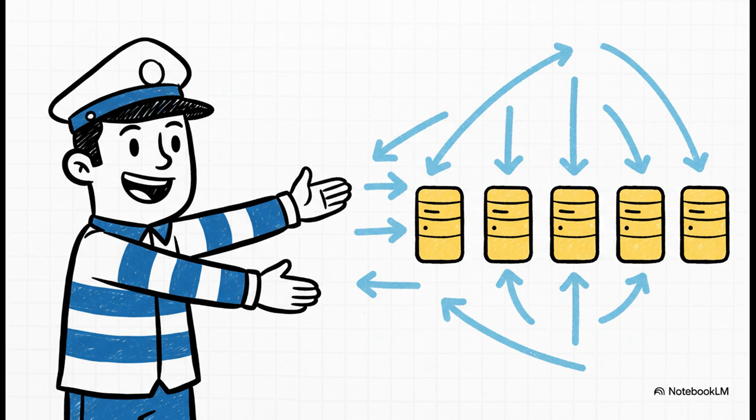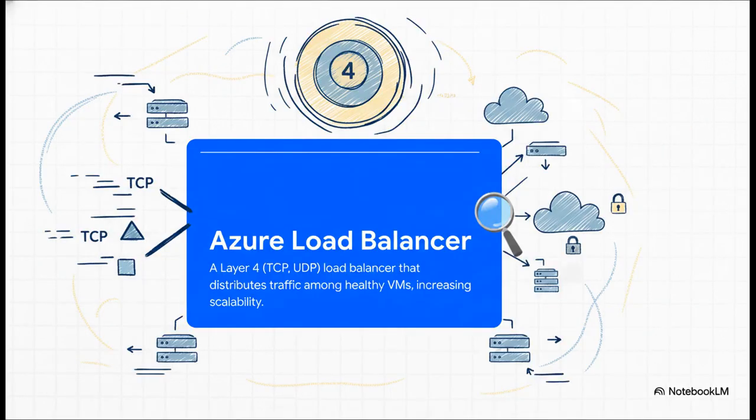It keeps things moving smoothly. Now, getting a little technical, the load balancer works at what's called Layer 4, the transport layer. That means it deals with the basic building blocks of internet traffic, protocols like TCP and UDP. It only looks at the address and the port, not the data inside the request. And because it's not trying to read the message, it is incredibly fast and efficient.